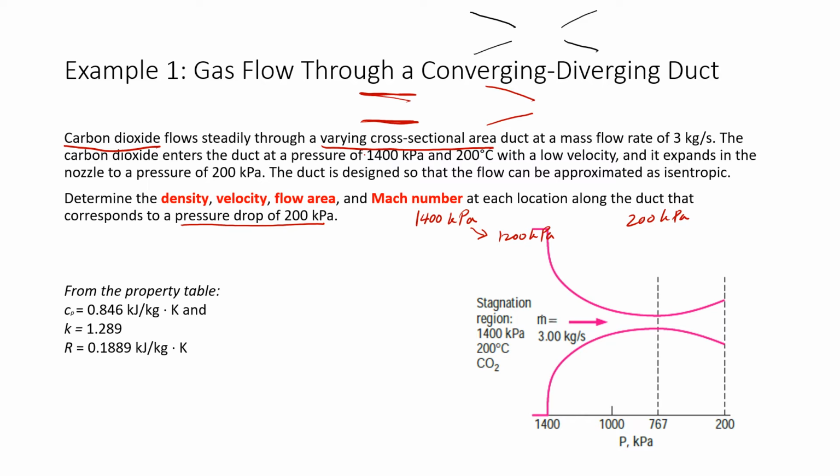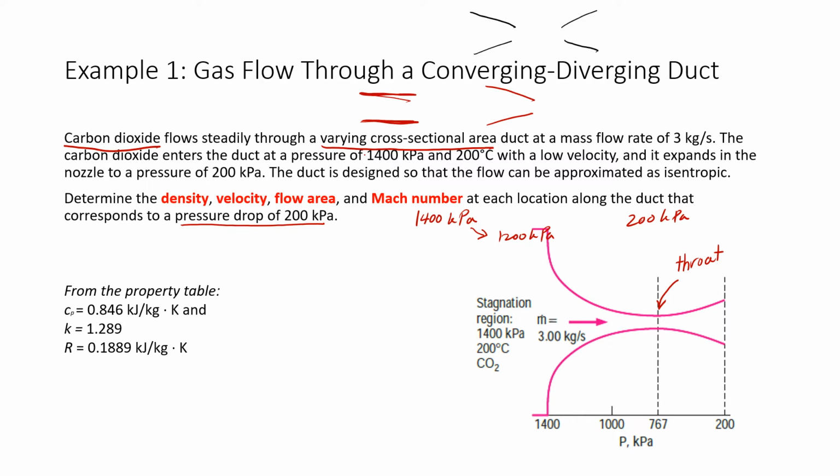And after this point, at the pressure of 767 kPa, it starts to increase again. The area of the duct starts to increase. That's why it's called a converging-diverging duct. It converges at the first part, and there's this small part at the center. If you recall, this is called the throat. And then it starts to increase again in its size.